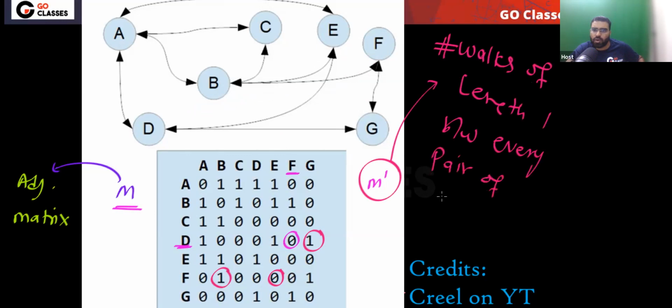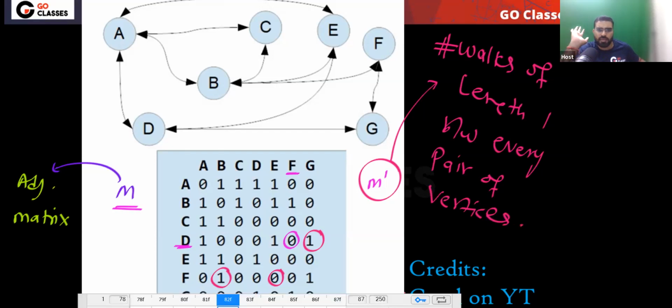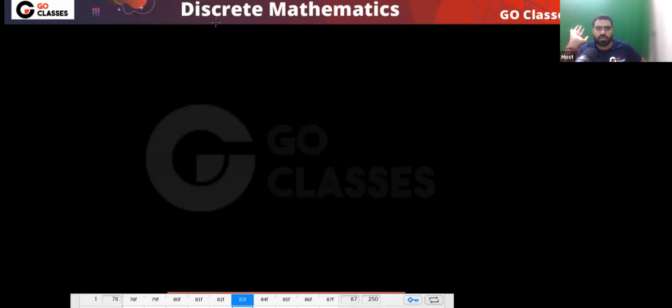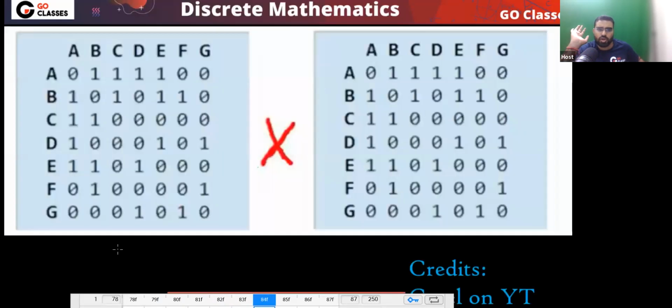Between every pair of vertices, it gives you the number of walks of length 1. Is this clear? Shall I move on? Now let's see M square. Now something interesting. This is your M, this is your M. Let's do M square.